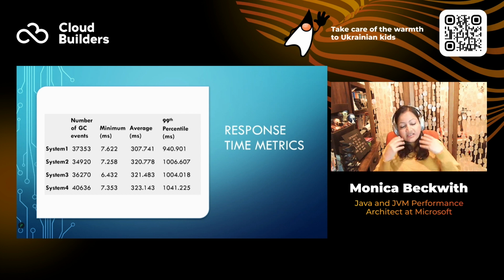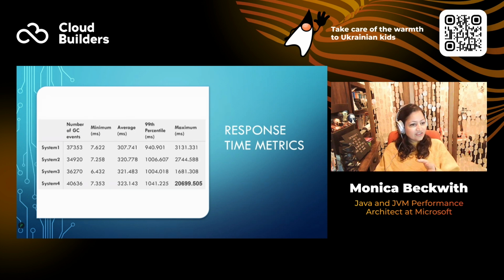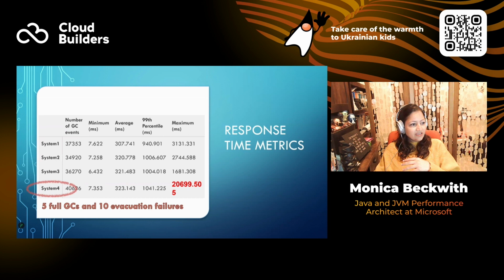So what I did is I asked them to add another metric, which is the maximum milliseconds. So now you can see your system 4 actually had issues where you had up to 20 seconds of pause time. So basically, it was encountering 5 full GCs and 10 evacuation failures. And that was propagating down all the way.